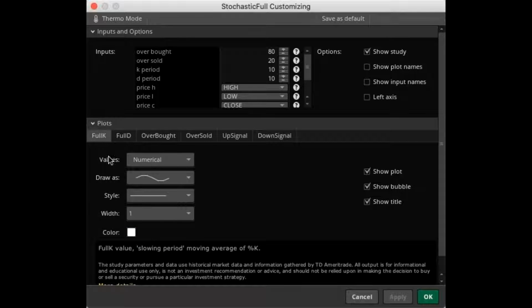All right, everybody got that? So we got the full K white, full D yellow, overbought is pink, oversold is green. So full K is white. Any change on up and down signal? No, we don't use that.